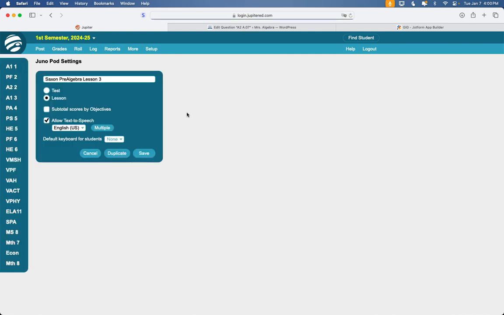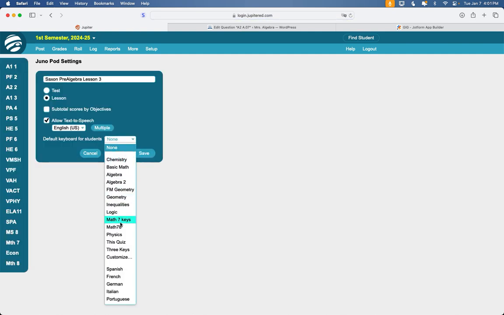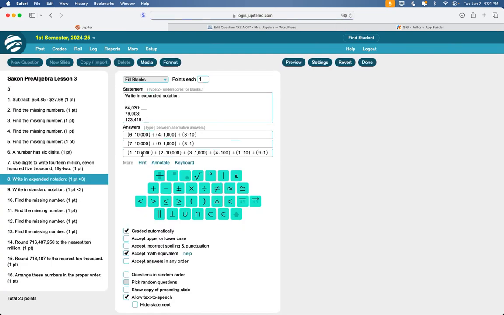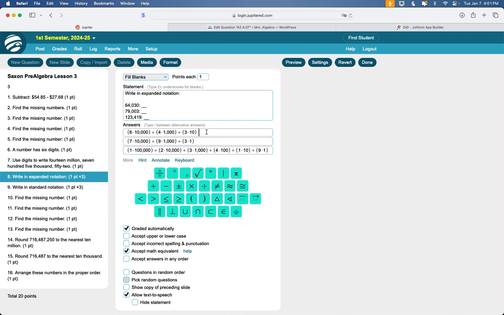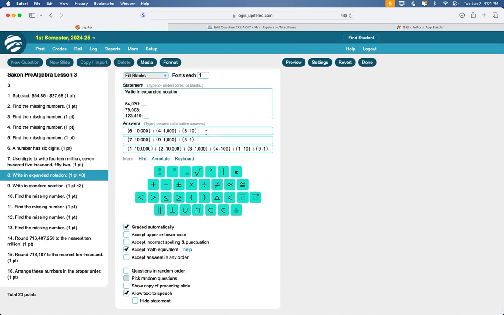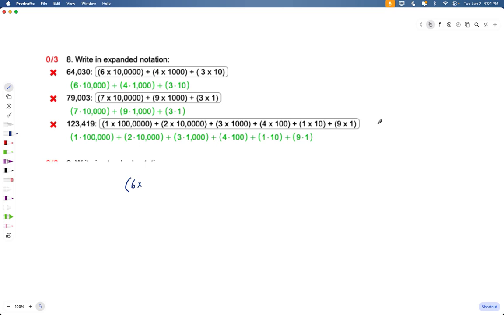I'm going to change that. So now it should take this X as well. But it will not take the letter X from your keyboard. Okay. All right. Let's go back to this. So these are technically all correct.